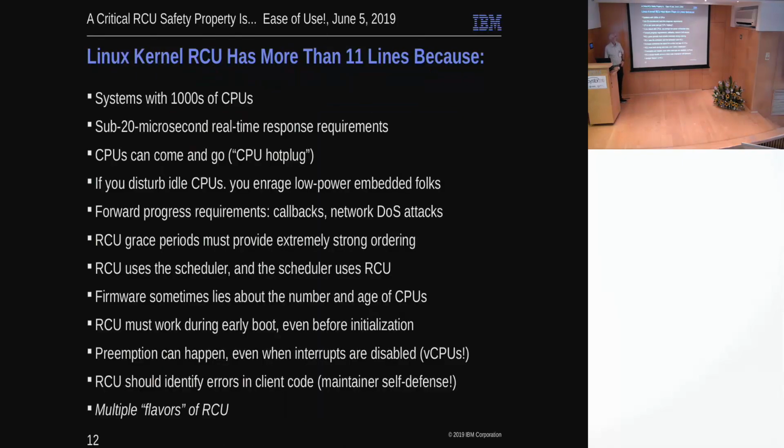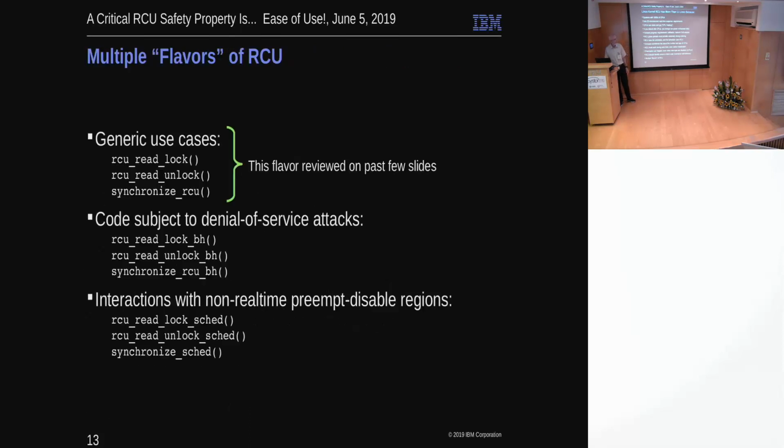All right. So one thing we are going to look at, this complication, there's multiple flavors of RCU. This is tied in directly to the security vulnerability. And we talked about this API set. There are two others. I'm not going to go into them in detail. This is for code that's subject to networking denial of service attacks. And this is for things that have to interact with non-preemptive, non-real-time issues, waiting for an interrupt handler to complete or something like that.